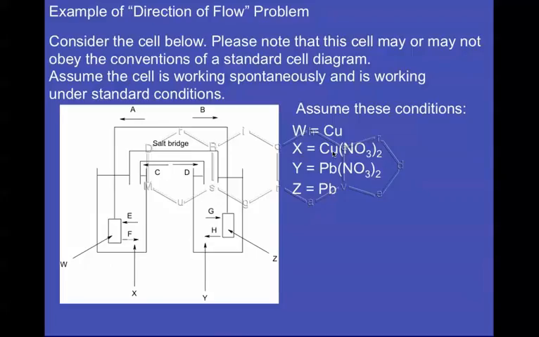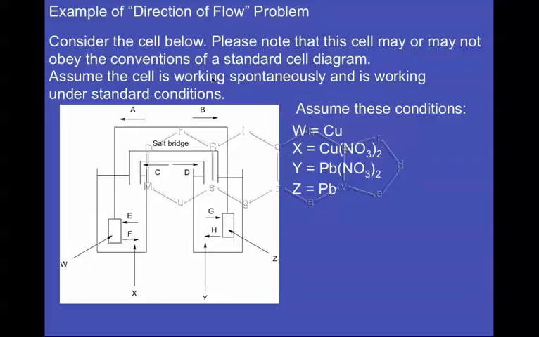Copper is in a solution of copper 2 nitrate, and lead is in a solution of lead 2 nitrate. So you can see that these are just pointing into the solution, that's X and Y. Then you've got a wire joining the two electrodes, and you have a salt bridge over here as well. And you'll be able to tell the directions of certain things by looking at these arrows that are on here.